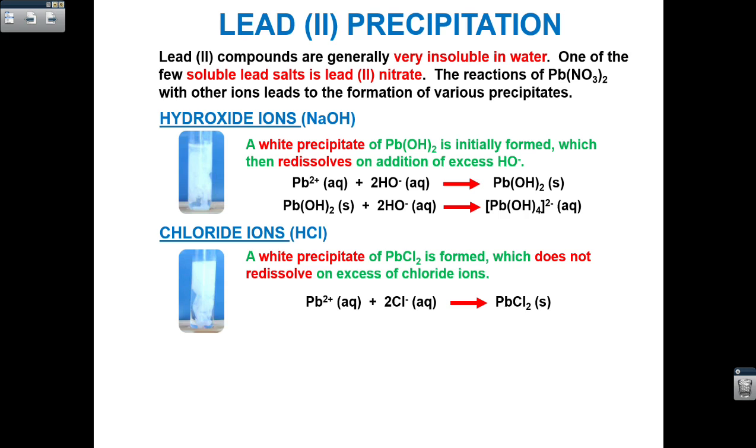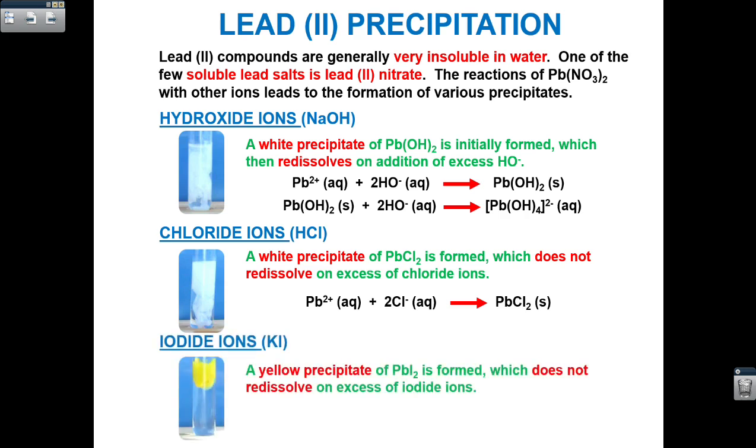And then the final set of precipitation reactions that we can do with lead nitrate is we can add potassium iodide. Now this is very striking. It forms this beautifully vivid yellow precipitate of lead iodide. And again, this doesn't redissolve, I can keep on adding the iodide ions as long as I like here, and I will not get it to redissolve. PbI2 is our solid compound, that beautiful yellow precipitate.